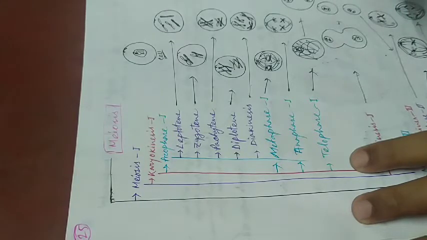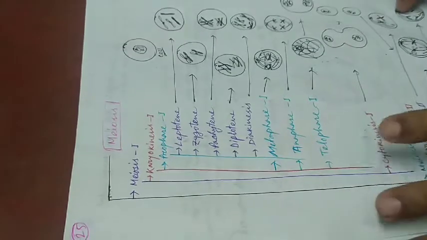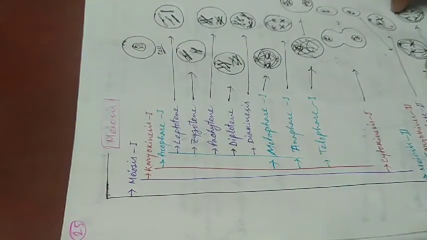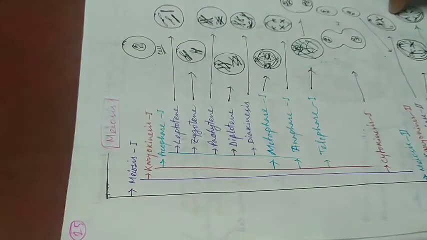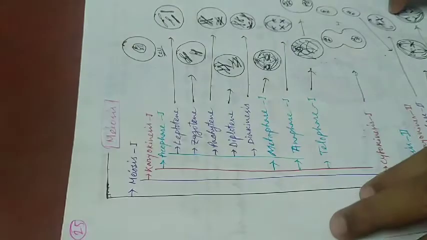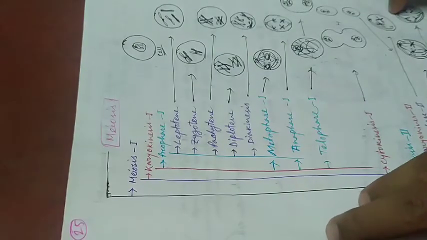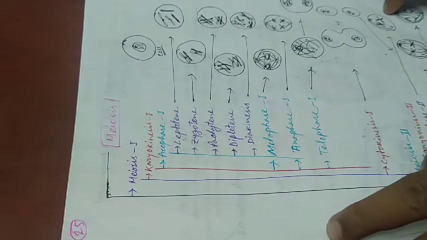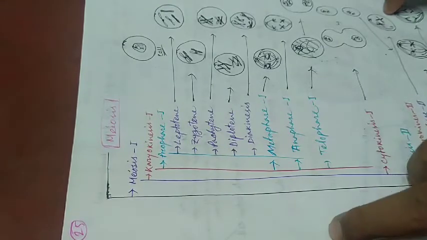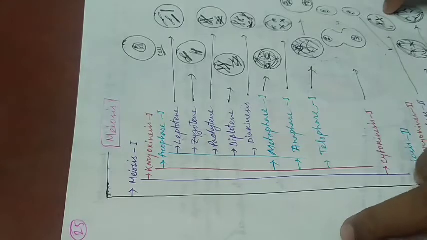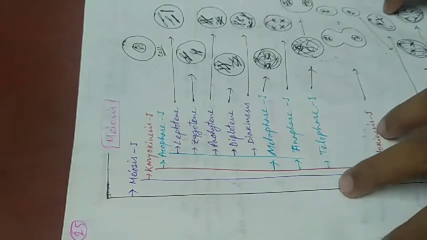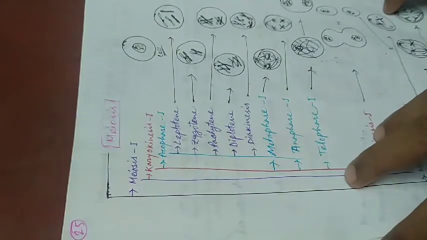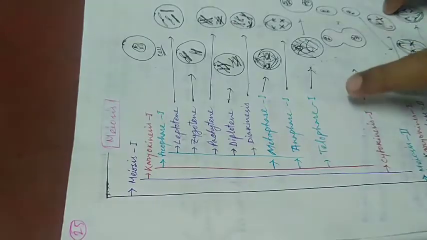We can separate the meiosis cell division into two phases. These are meiosis 1 and meiosis 2. It occurs in two steps: the first step is meiosis 1 and the other is meiosis 2. Meiosis 1 is also classified into two phases: karyokinesis 1 and cytokinesis 1.